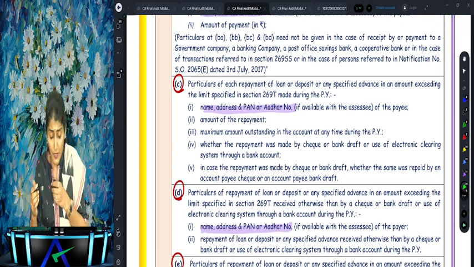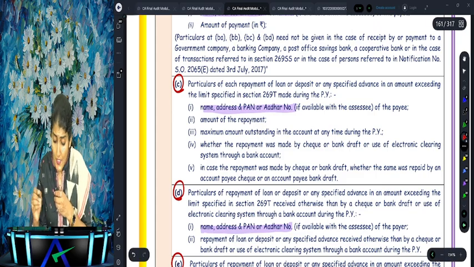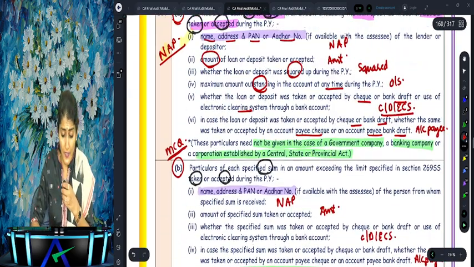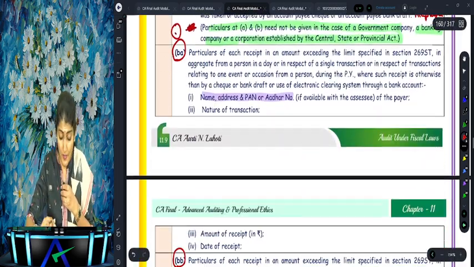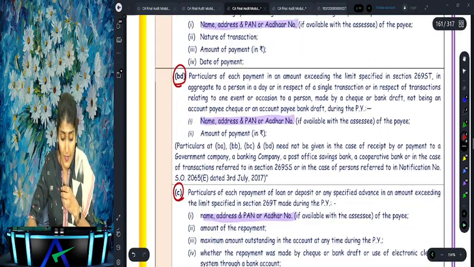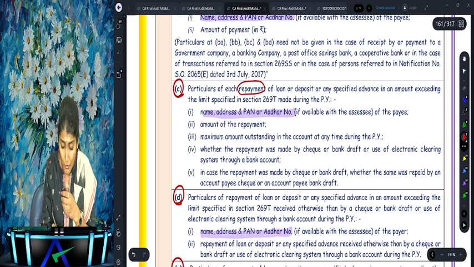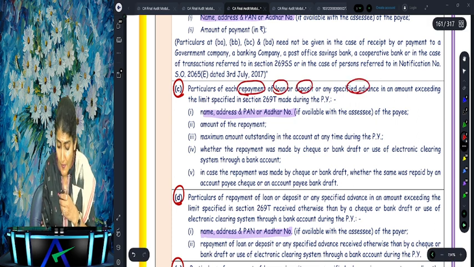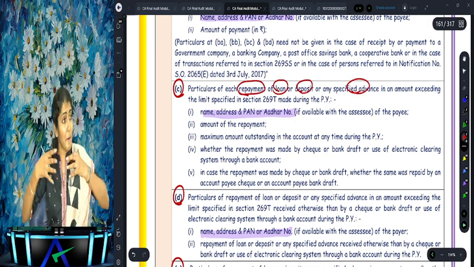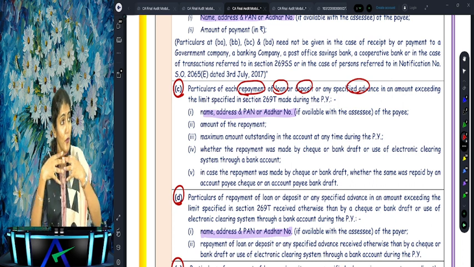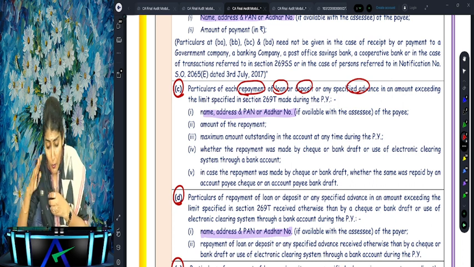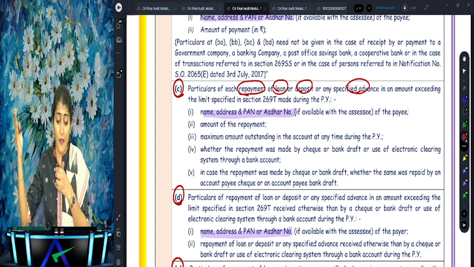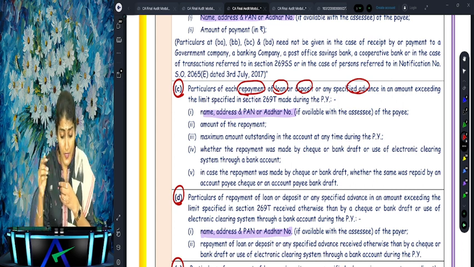Now what they are talking about, particulars of each repayment. In A and B, what we had done? We had taken or accepted. Now what we are doing in 31C? We are doing the repayment of each loan or deposit or the specified advance. So now A, B combined together: a loan also, deposit also, specified amount also. So repayment of any loan or deposit or any specified amount, advance in an amount exceeding the limit.